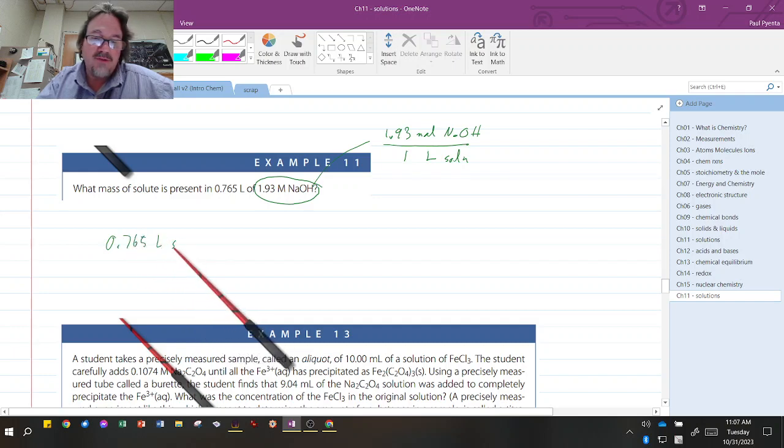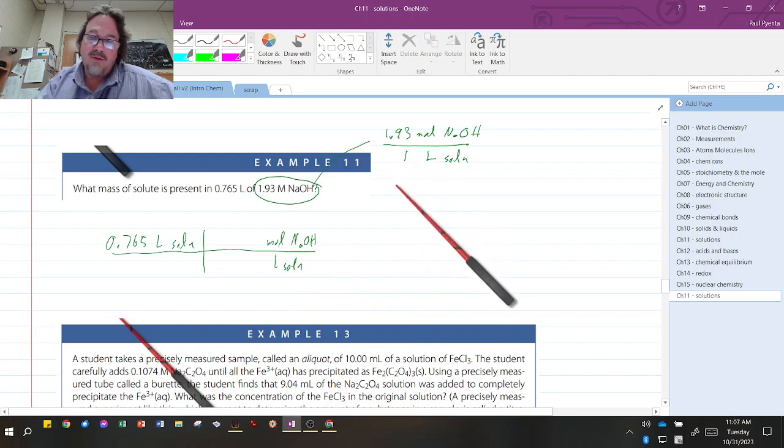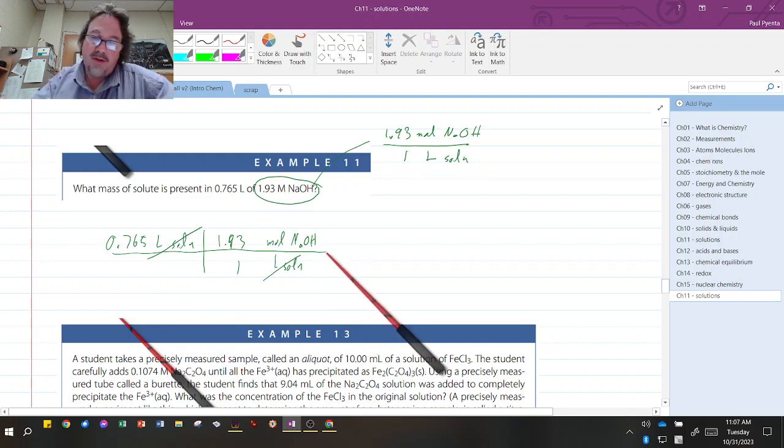0.765 liters of that solution. Set it up so things cancel, so liters of solution on the bottom. And what can I convert it to? Moles there. Moles of sodium hydroxide. Looks like the 1.93 is by the moles, so that goes on the top this time, to a 1 liter solution. Boom, those are gone. And so now in my calculation, I've made it to moles of sodium hydroxide.